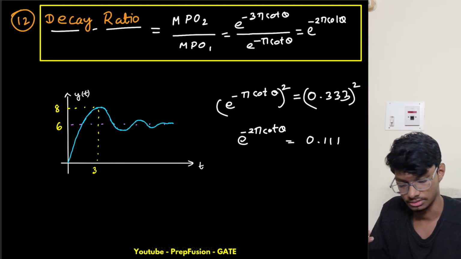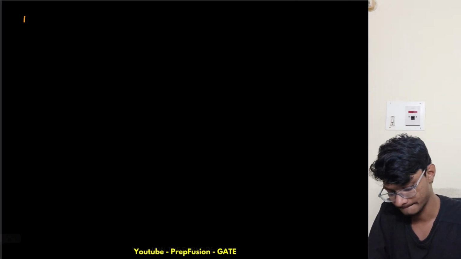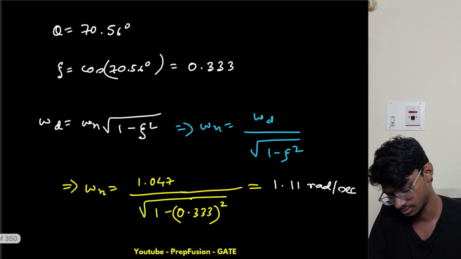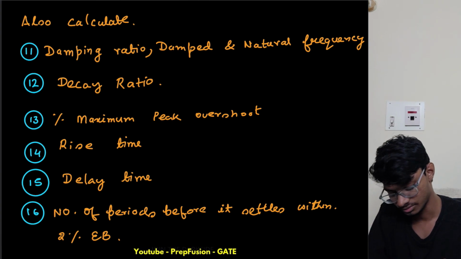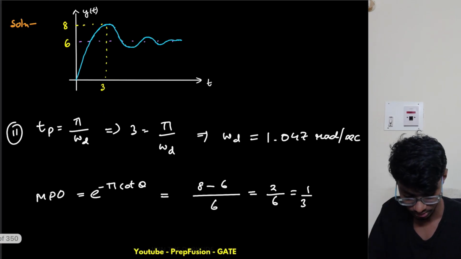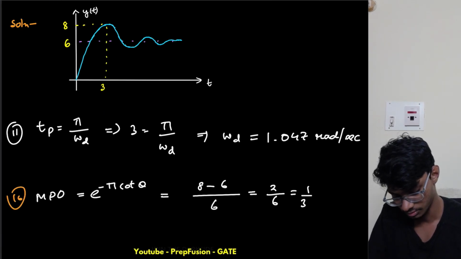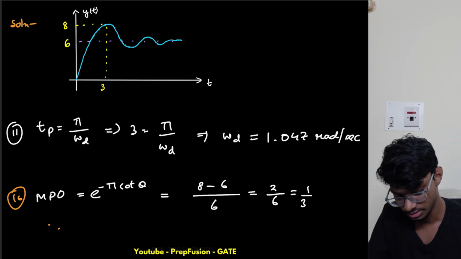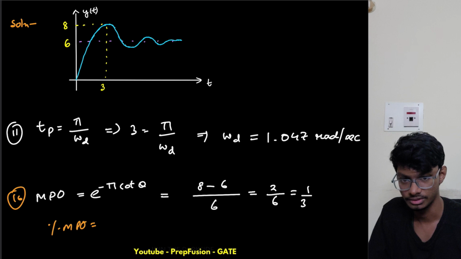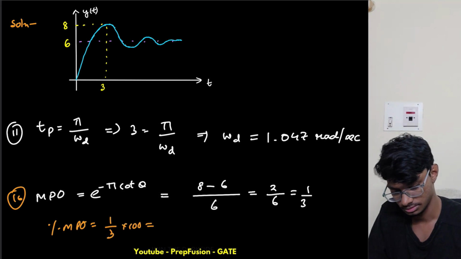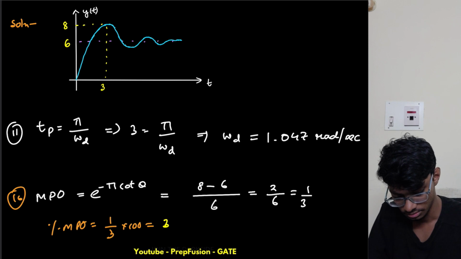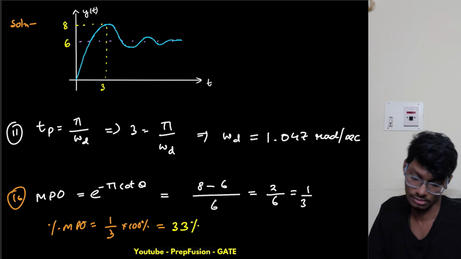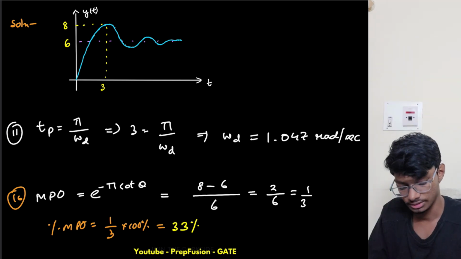The other parameters are simply time domain ones. What was the 13th one? It was the maximum peak overshoot. I've already found it out. In percentage, MPO is 33%, right? Because 1 by 3 times 100 is equal to 33%. So the MPO I've already found out.